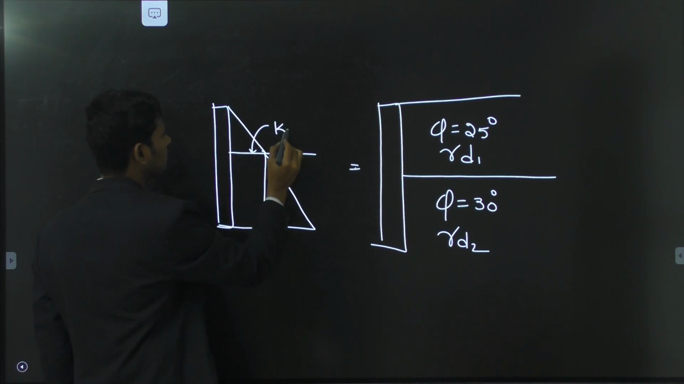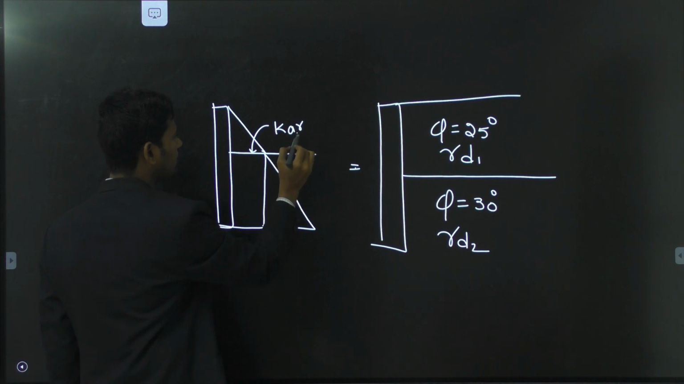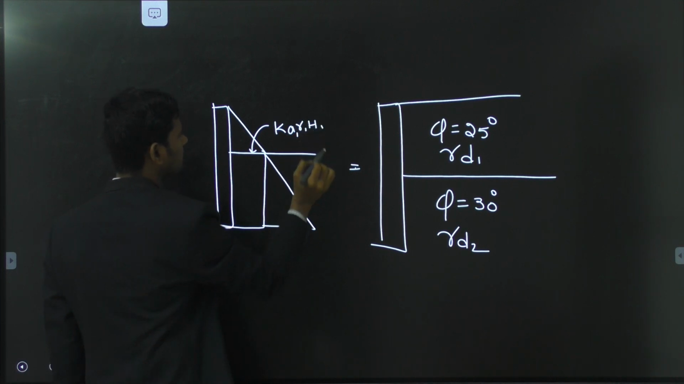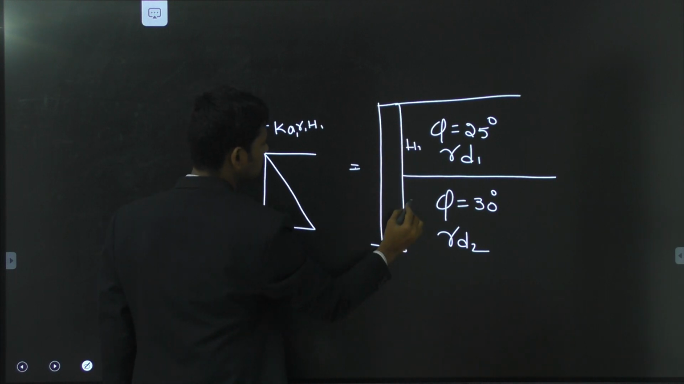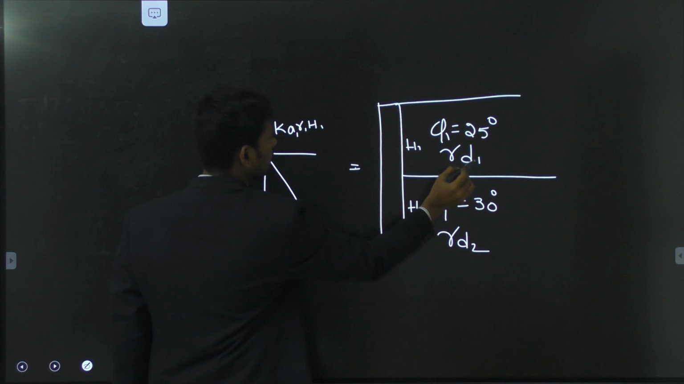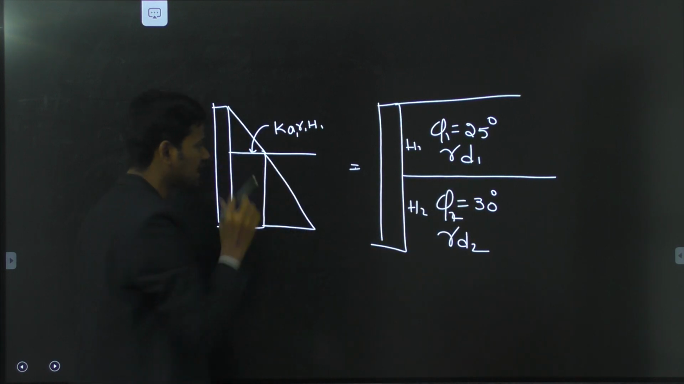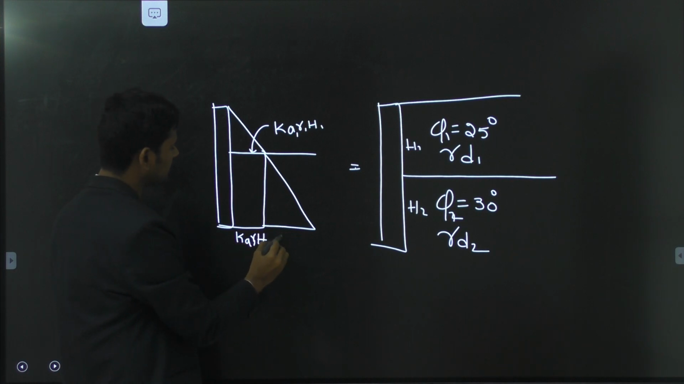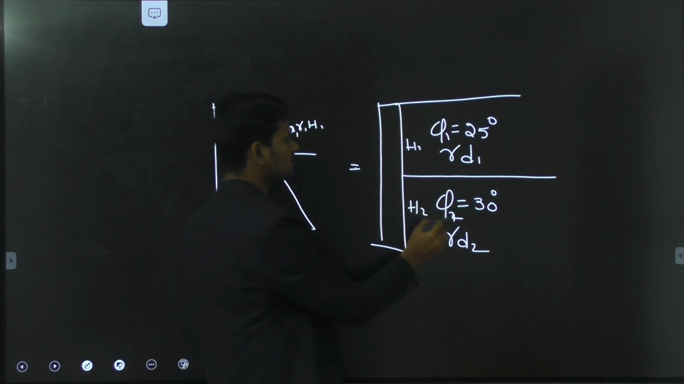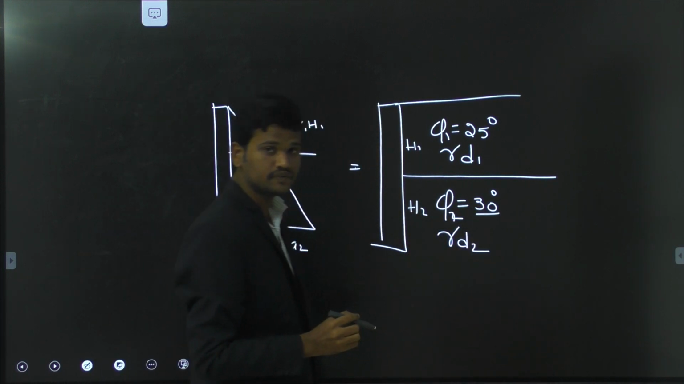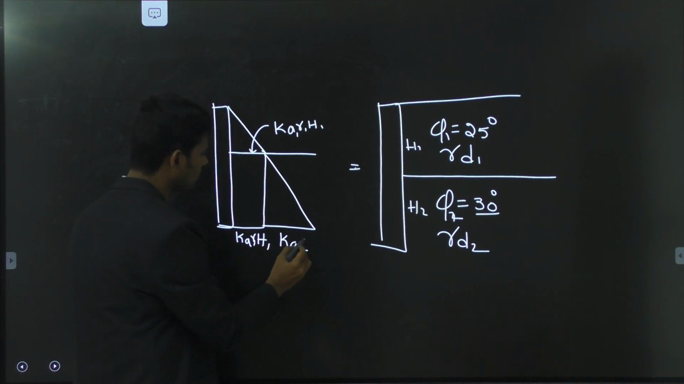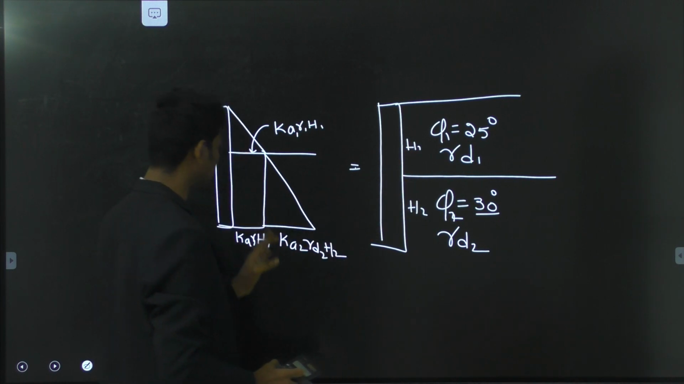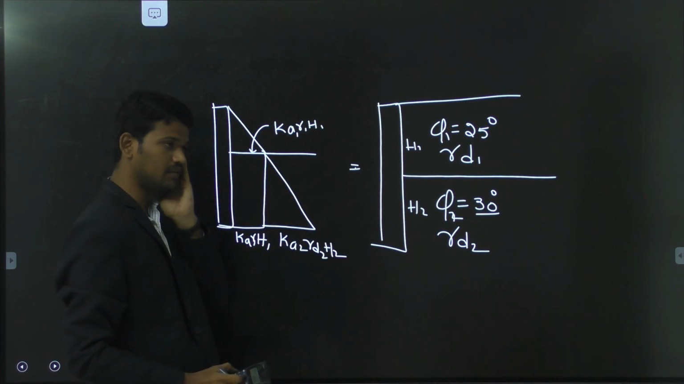Here we are having the earth pressure at the base of the wall as Ka1 into gamma 1 into H1. Here this is the H1 of the soil mass and this is the H2 of the soil mass. This is phi 1 and this is phi 2. This is gamma d1 and this is gamma d2. Again the same pressure will also be available here, that is nothing but Ka1 into gamma 1 into H1. Here it will be Ka2 into gamma d2 into H2, where because of the change of angle of internal friction, the coefficient of earth pressure may change. Here H1 and H2 are different. For this type of problem, the pressure diagram will be like this.